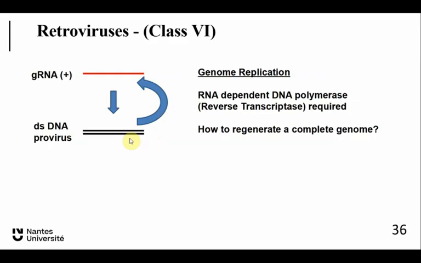Now, one of the issues is, how do you regenerate a complete genome at every cycle? Because if you imagine you've got the promoter region here at the 5' end of this provirus, then the transcription will start a little bit further along. And normally, you won't be able to copy the promoter region. So it's not at all obvious how retroviruses can manage to regenerate a complete genome if they do this.